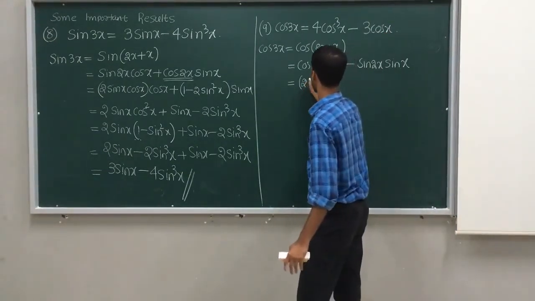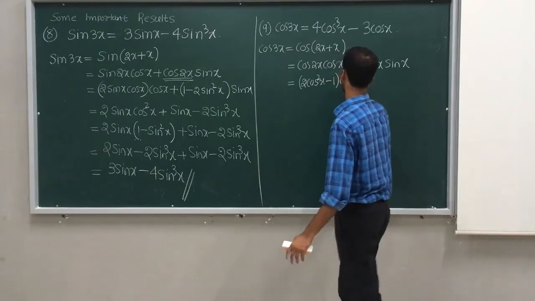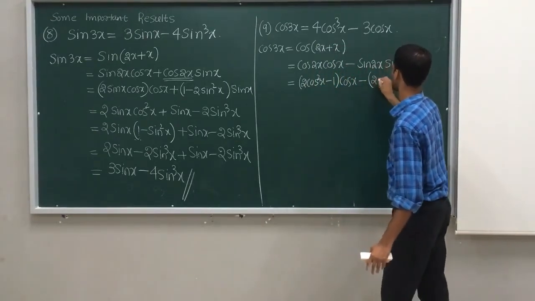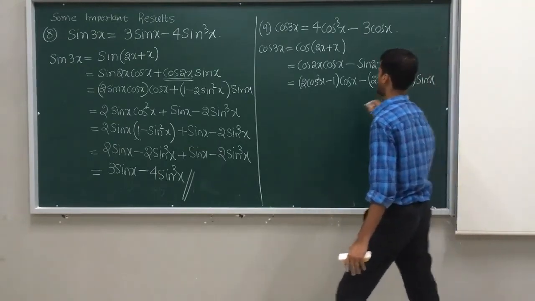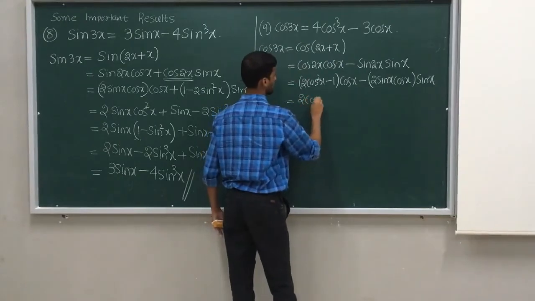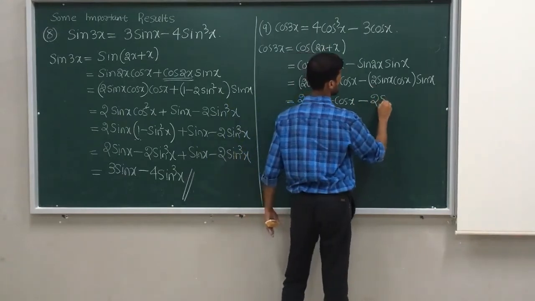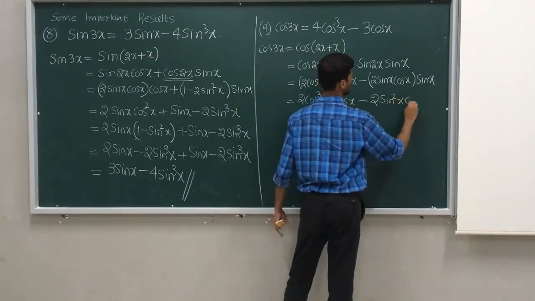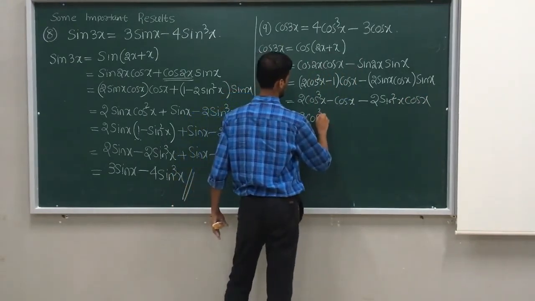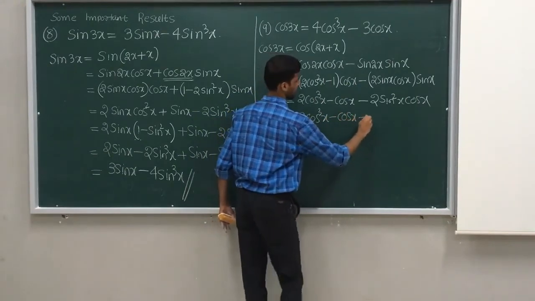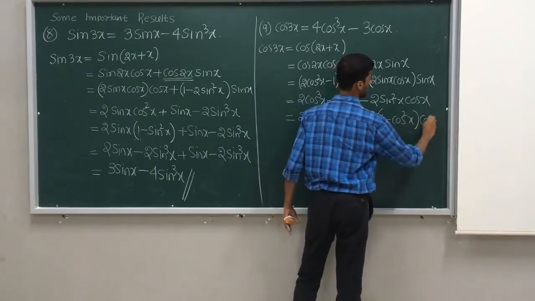I will use it as 2 cos square x minus 1 outside, times cos x, minus sin 2x, which is 2 sin x cos x, into sin x. Hope you understood. Then I will multiply: it is 2 times cos cube x minus cos x, minus 2 times sin x into sin x, which is sin square x cos x. Then I write 2 cos cube x minus cos x minus 2 times, where I replace sin square x with 1 minus cos square x, because I want the answer purely in cos.